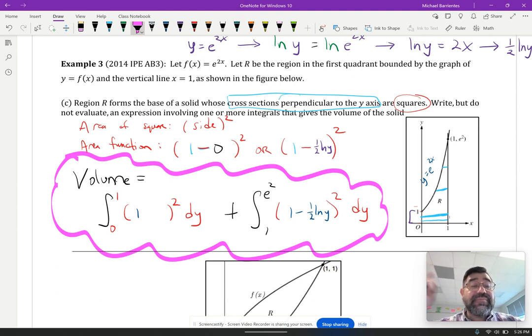Do we need to solve it? No. We just need to write but do not evaluate an expression, and that's what we just did. Always read the questions. Don't do more than you need to. But if you follow this process, it's a pretty easy setup to build that volume integral expression.